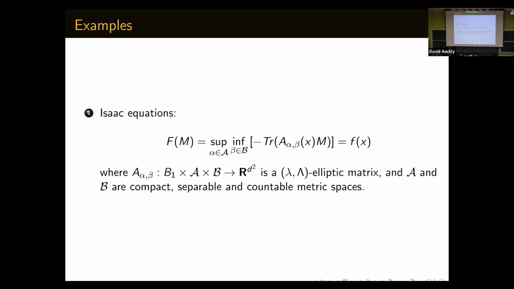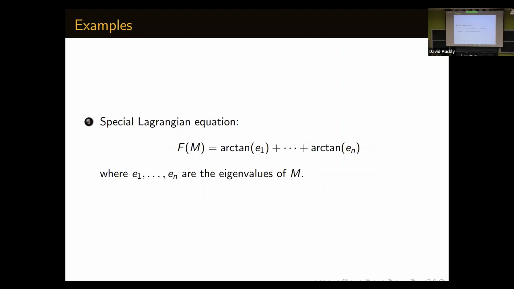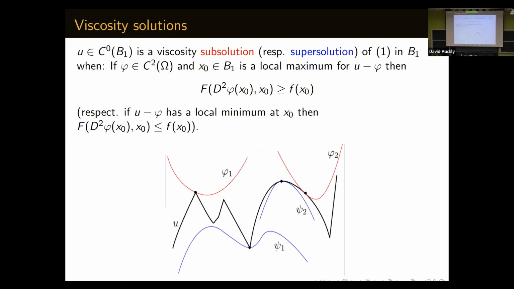Another example I can give comes from the Isaacs equations, which appear in differential games theory and other Brownian motion equations. And the second one, I'm sure we have heard a lot of this one before, is the special Lagrangian equation. And this is special, not only because it's the special Lagrangian, but because regularity properties of the solutions give you geometric properties of the manifolds described by the solution.